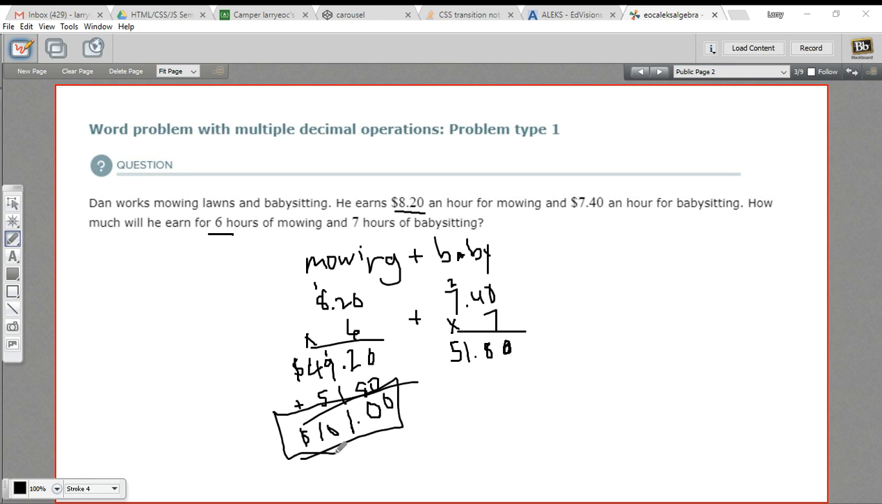So sounds like a long day, 6 hours of mowing and 7 hours of babysitting, but pretty big paycheck. So that's a little bit of work with a word problem that used decimal operations.